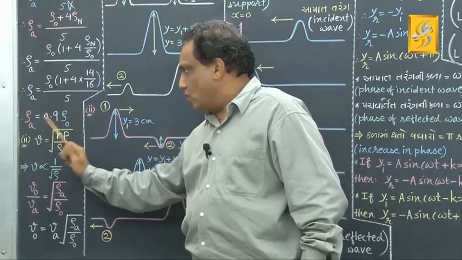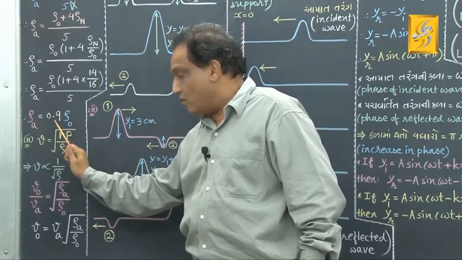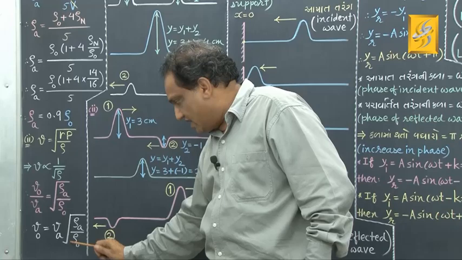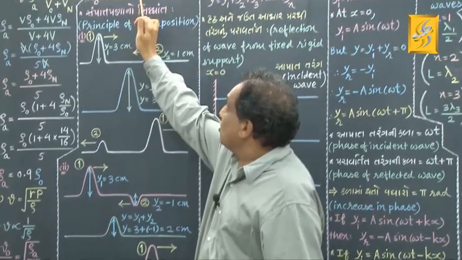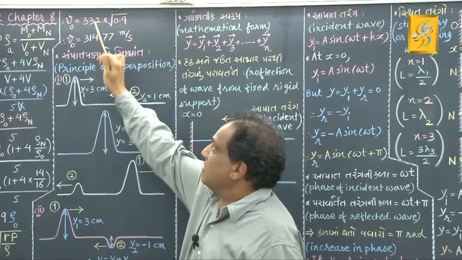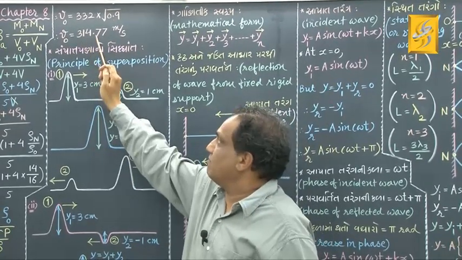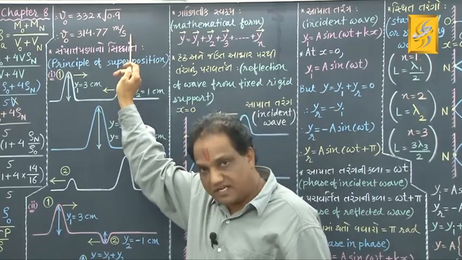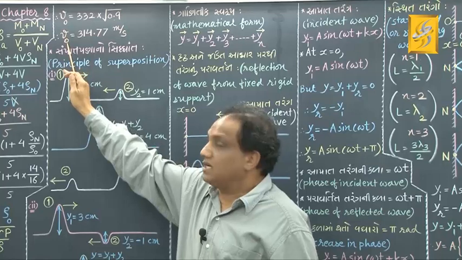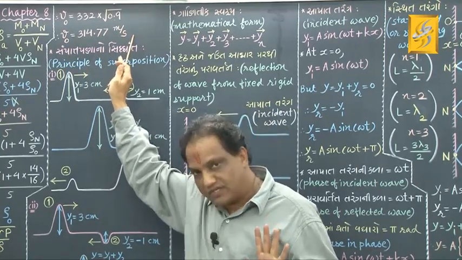Rho A upon rho O would be 0.9. So this inside ratio is 0.9. So square root of 0.9, and that multiplied by 332. Final answer is 314.77 meter per second. Correct? So velocity of sound in oxygen gas would be this many meter per second. Got it? Fine.